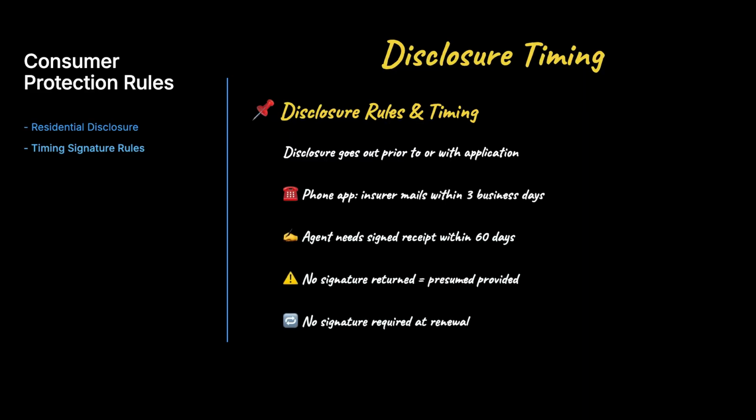The disclosure goes out prior to or with the application. By telephone application, the insurer must mail it within 3 business days. The agent must get the applicant's signature acknowledging receipt within 60 days, and if none returns in time, the law presumes it was provided. No signature is required at renewal.